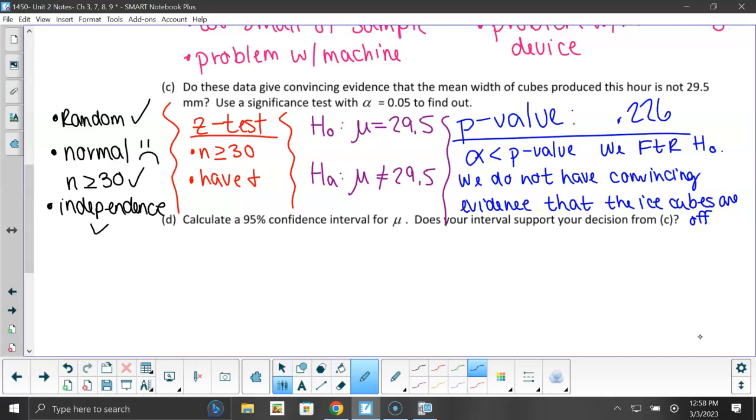All right, so for this next part, we've got to go through and find an actual confidence interval. So we're going to run a Z interval.